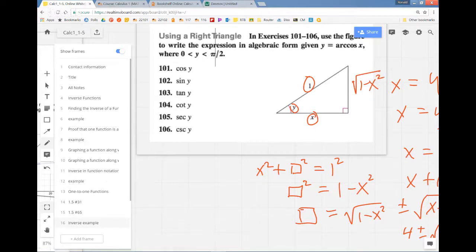now on the diagram, you can answer these questions like number 102. What's the sine of y? The sine of y is opposite over adjacent. How about 103? What's the tangent of y? I'm sorry, I said opposite over adjacent. I meant opposite over hypotenuse. And because it's over 1, I didn't do anything. The tangent is what? Opposite over adjacent. So that would be square root of 1 minus x squared all over x.